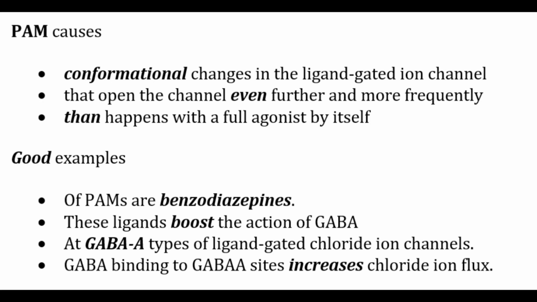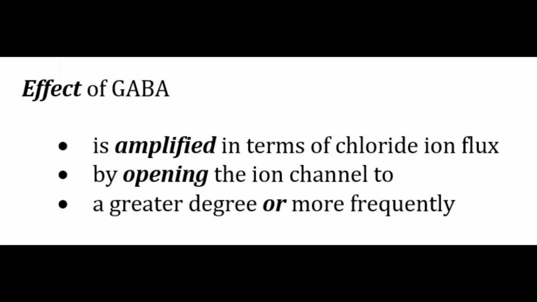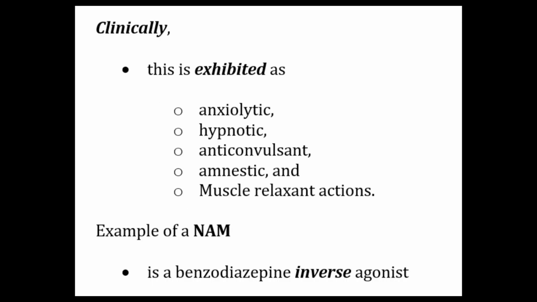Good examples of PAMs are benzodiazepines. These ligands boost the action of GABA at GABA-A type ligand-gated chloride ion channels. Thus, in the presence of benzodiazepines, the GABA binding to GABA-A sites increases chloride ion flux, and thus increases the effect of GABA by opening the ion channel to a greater degree or more frequently. And clinically, this is exhibited as anxiolytic, hypnotic, anticonvulsant, amnestic, and muscle relaxant actions.